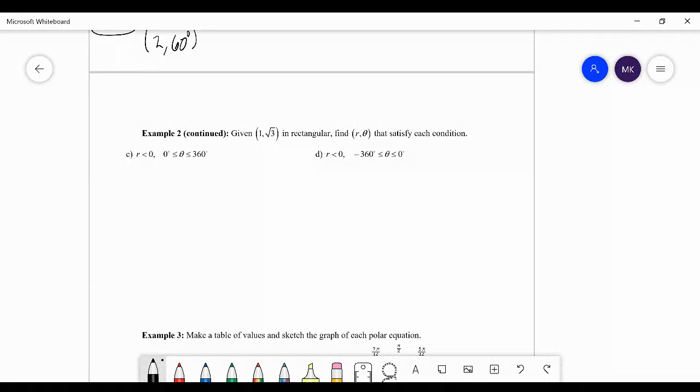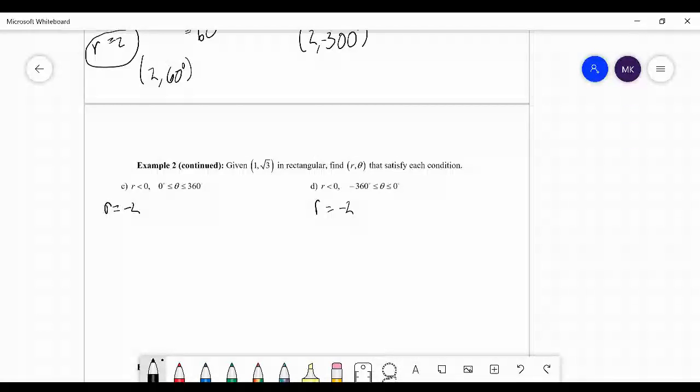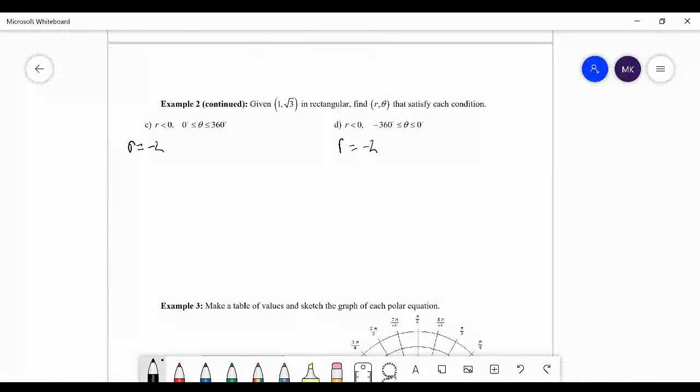Same example continued. Now, what if I want R to be less than 0? So we know what R had to be as far as using the square root piece, but now we want it negative. So R is going to be negative 2, and that's both of these two problems. Now it would be lovely to just say that it's the flip, so it's like negative 2 and negative 300, but that's not correct.